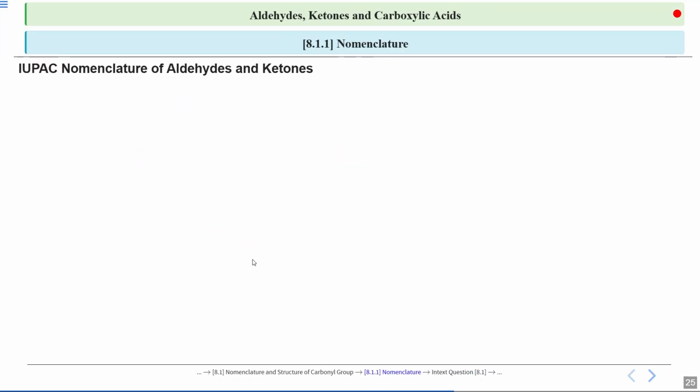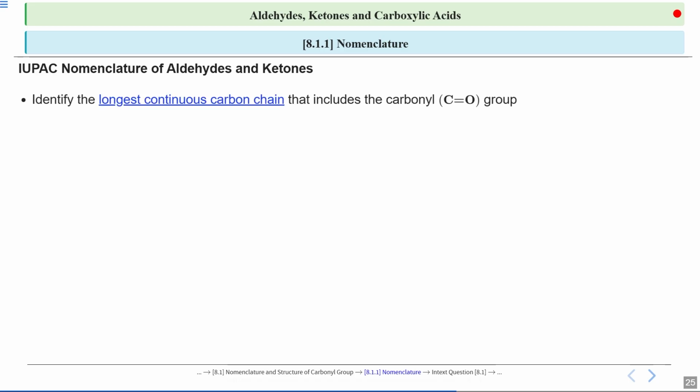Now we will see the IUPAC nomenclature of aldehydes and ketones. Earlier we discussed the common names. Now when we write the IUPAC name, there is a certain set of rules which you need to follow for aldehydes and ketones. First you have to identify the longest continuous carbon chain that includes the carbonyl group, which is C double bond O.